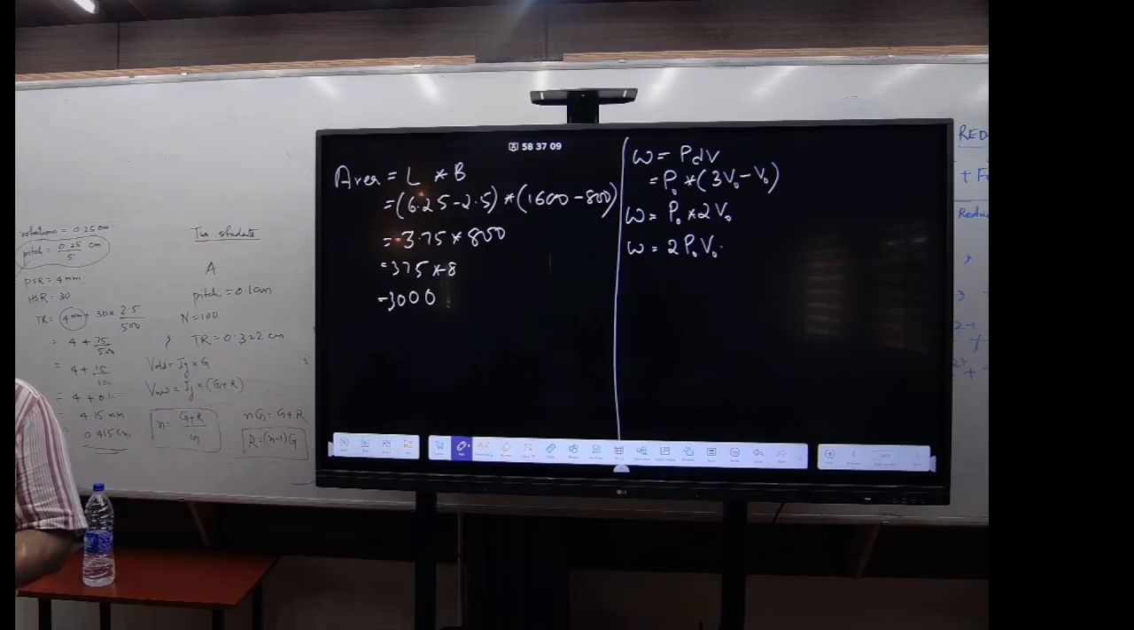So what happens? Yes, first decreases and then increases. I think this is the question that I heard maybe in the previous class. Next, 15th question.